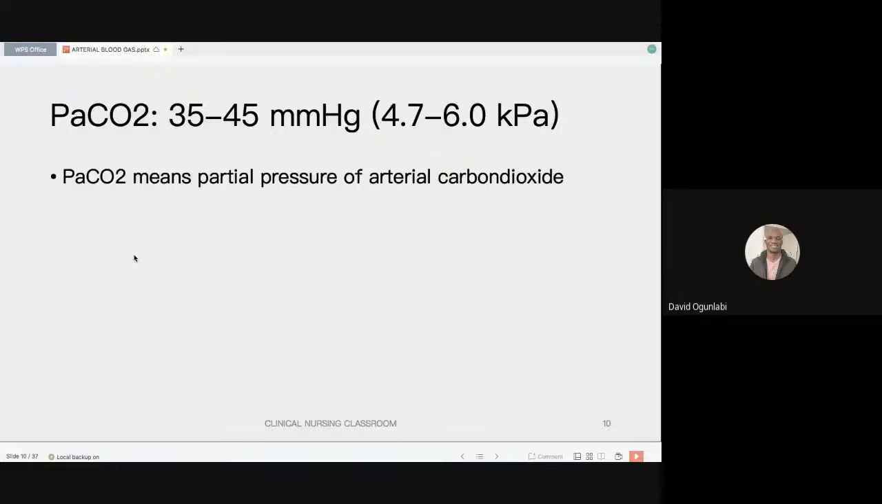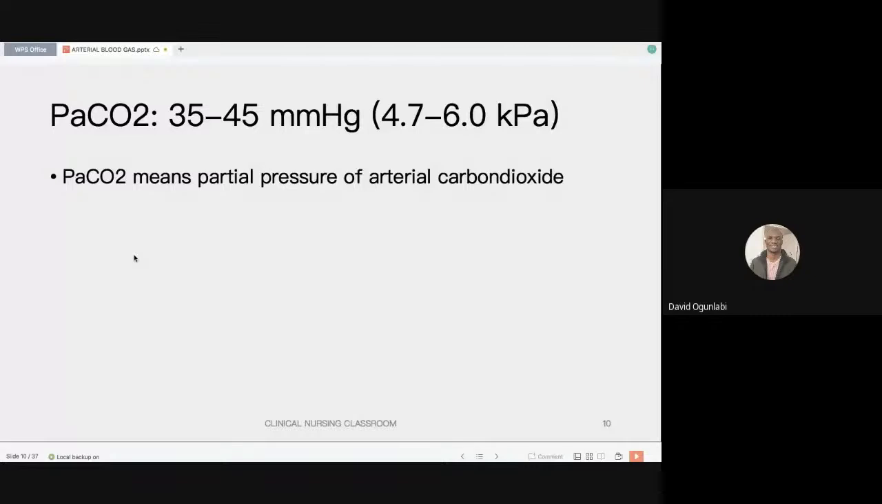I hope you are following. Now, a lot of countries or systems prefer to use kilopascal as a unit of measurement. Here in the UK, we use kilopascal. So it's better you know this figure both in millimeter of mercury and kilopascal. And in our discussion today, we'll be using the kilopascal measurement.